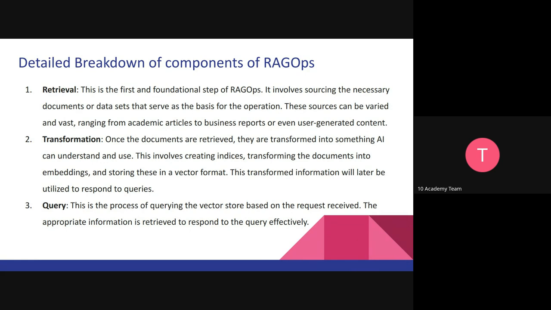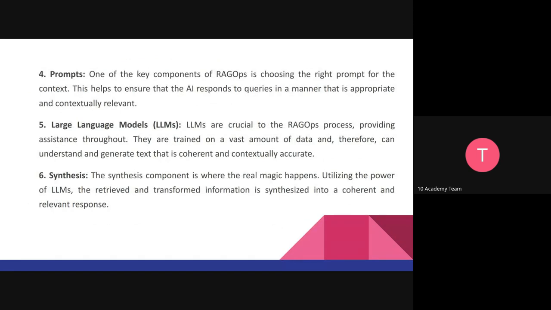The third is the query step, the process of accepting queries from users and passing that information to the vector store to do a similarity search and get a response that is relevant to the question. Then there is the prompt, where we define the right prompt context to acquire an appropriate, relevant response. And there are the LLM models, which accept the retrieved information and give us a more coherent and contextually accurate answer. The last step is the synthesis, where the real magic happens. It utilizes the power of LLMs, their capability to give a natural language response. The retrieved, transformed information is synthesized together to give us the final relevant response to the user's query.